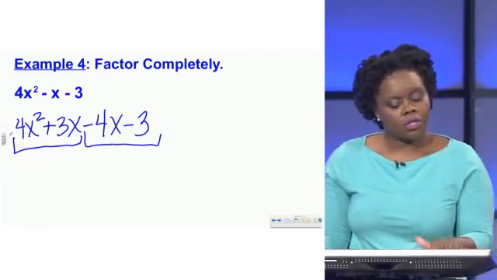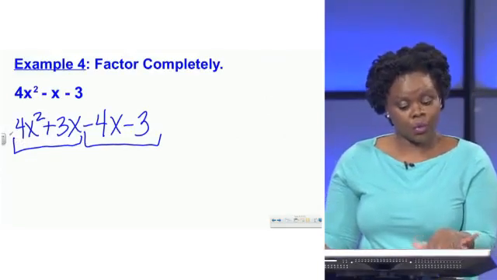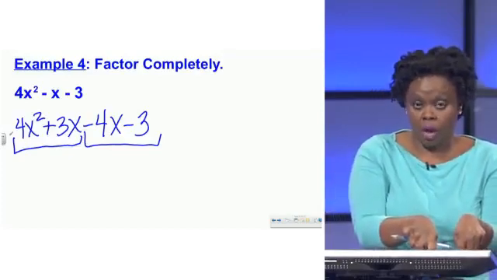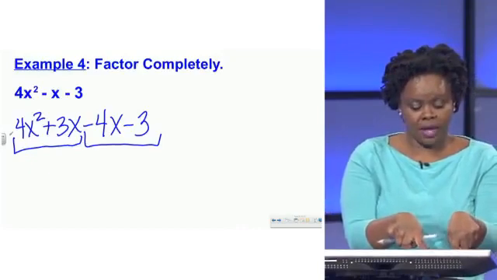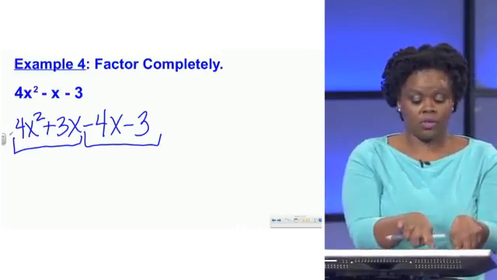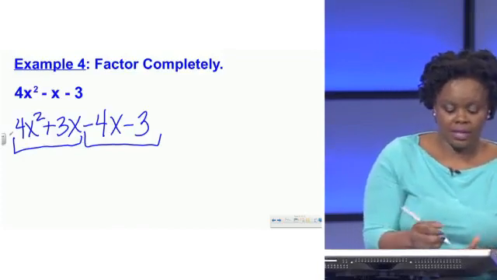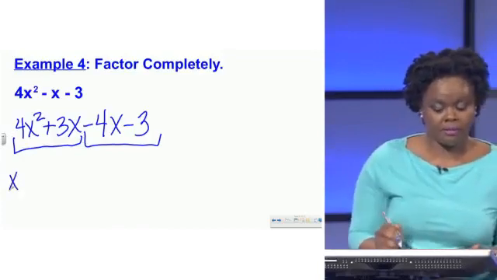All right. So if I look at these first terms, the 4x squared and the 3x, 4 and 3 have nothing in common but 1. But I do see I have an x squared and I have an x. So these terms at least each have an x as a factor. So that means I'm going to write x as the greatest common factor.